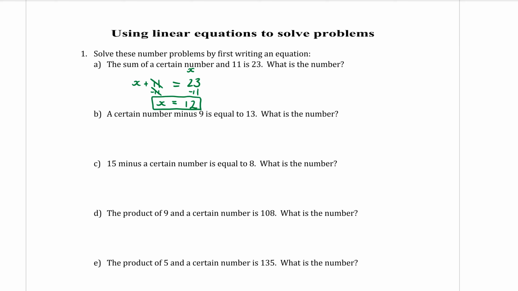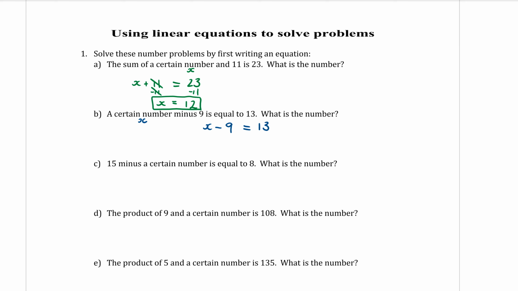Okay, let's try the next one. A certain number, so I'm going to call it x again. Minus 9. So minus means subtract, doesn't it? So it's going to be x minus 9. It helps to just read one little section of the question at a time and write down each bit as you go. If you read the whole question and then go, oh, now put it all into an equation, it can be a bit confusing. Just do little bit by little bit. So my certain number minus 9, I've got that, is equal to, so there's my equal to sign, 13. What is the number?